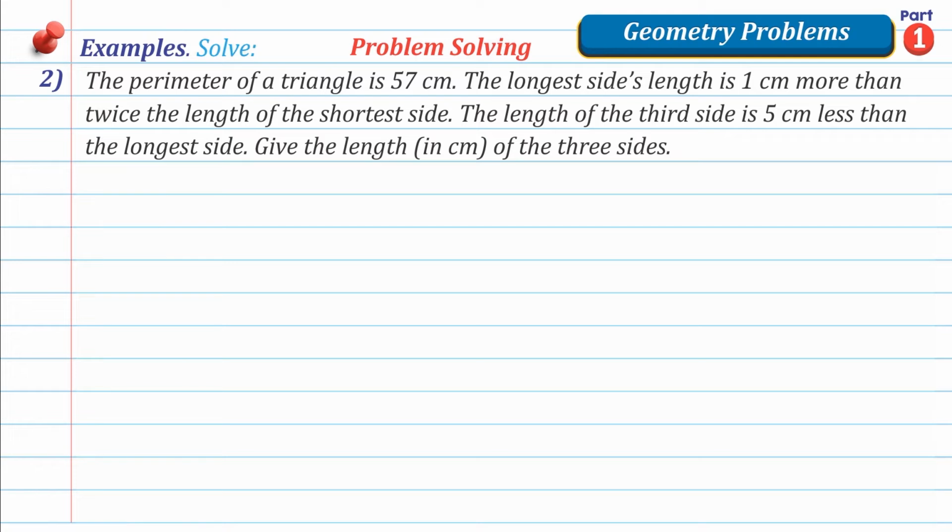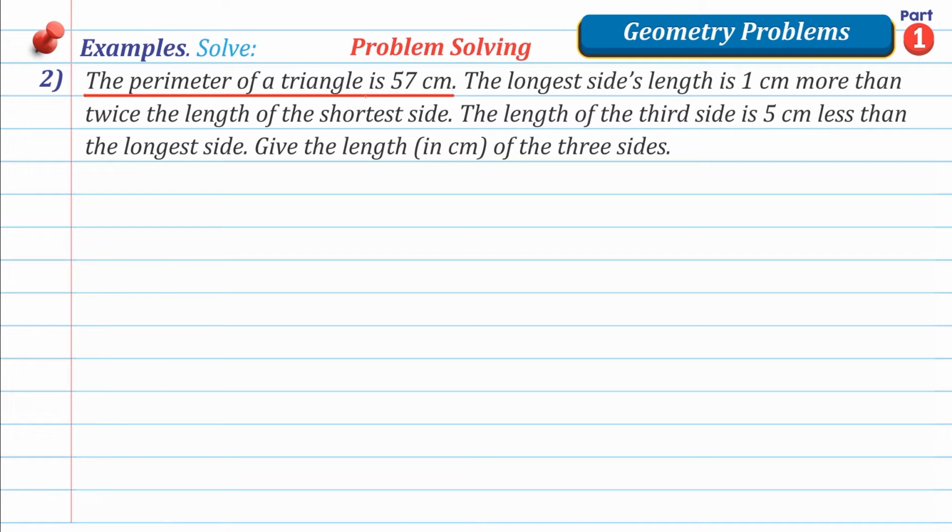Let's answer example number 2. Example number 2 is relatively more challenging than the first one. So, tsaga-tsaga lang tayo dito. Kayang-kaya natin to. Let me read. The perimeter of a triangle is 57 centimeters.